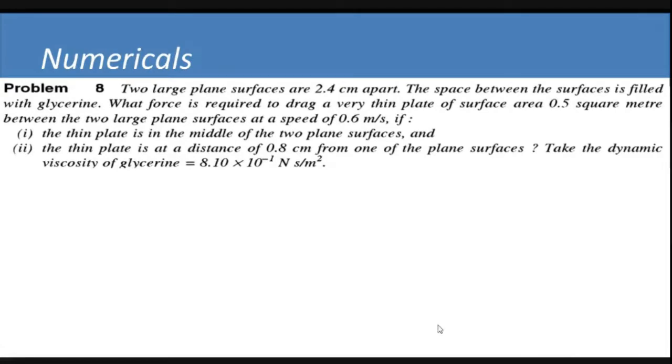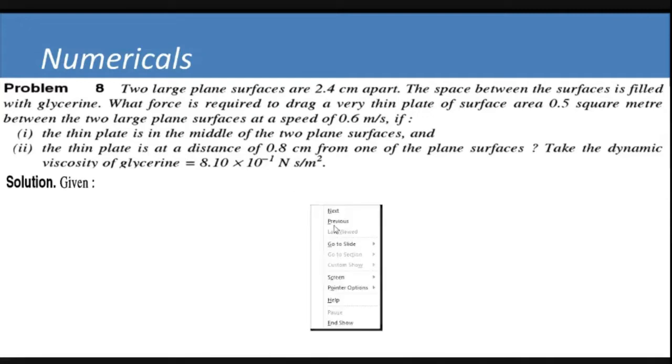Case 1, the thin plate is in the middle of the two plane surfaces. Case 2, the thin plate is at a distance of 0.8 centimeter from one of the plane surfaces. Take the dynamic viscosity of glycerin as 8.1 into 10 power minus 1 Newton second per meter square.